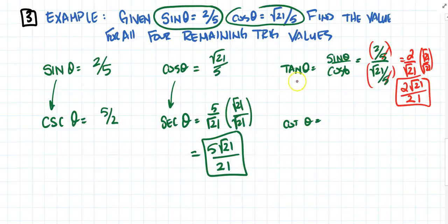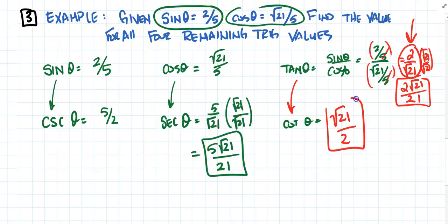Okay, now since the cotangent is the reciprocal of tangent, I can just simply take the reciprocal of this value here. I don't need to worry about anything else. So this will just be radical 21 divided by 2. And these are all exact values, and we use trig identities to get all of the values. Notice I didn't need to draw a picture for any of this anymore.